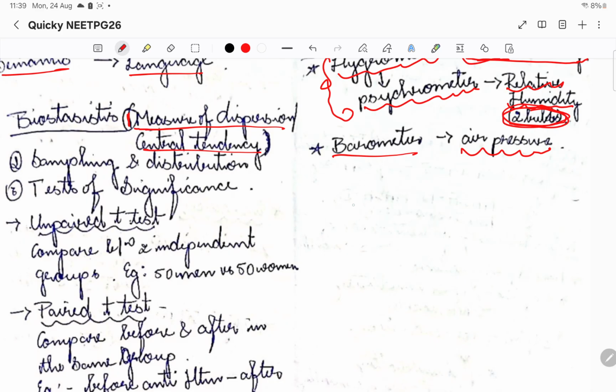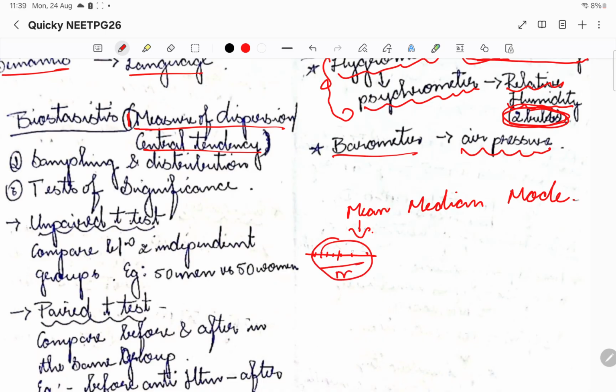Since 10th standard we are doing this mean, median and mode. Probably even since 5th standard we are doing mean, median and mode. Mean is the average value. For example, certain values are given and we are trying to average, meaning what we'll do is all the values will add up and divide by the number of values. That is how we'll get the mean.